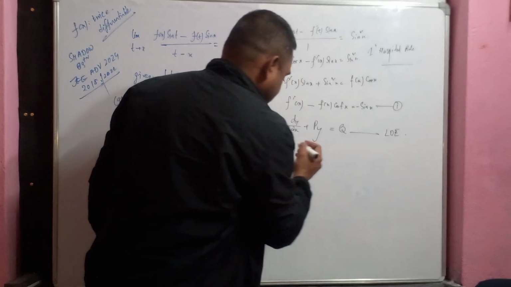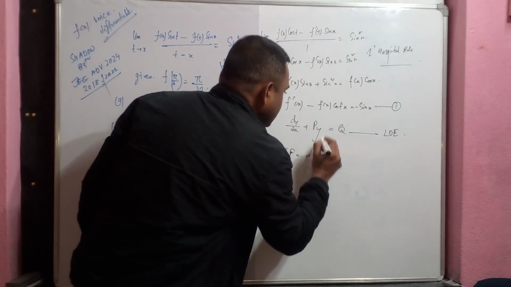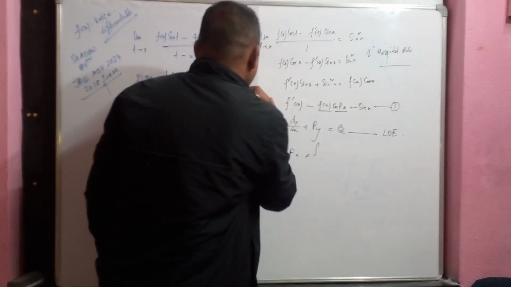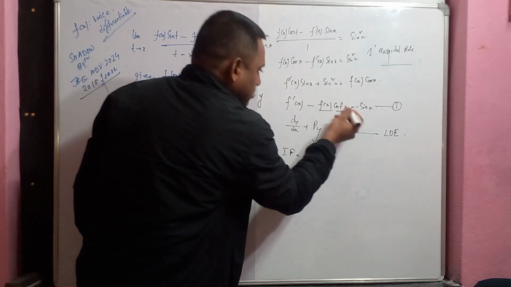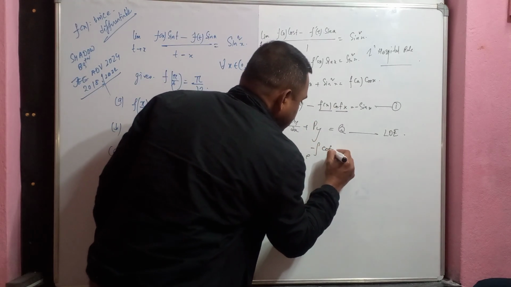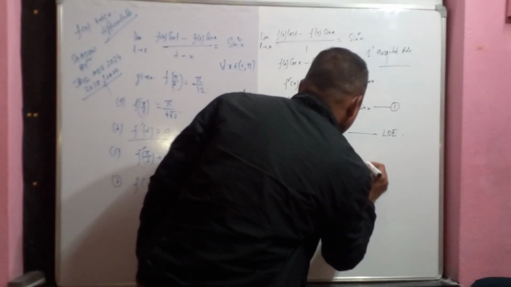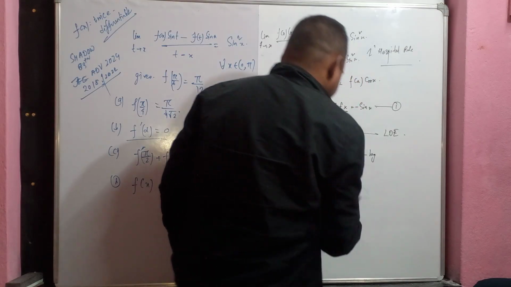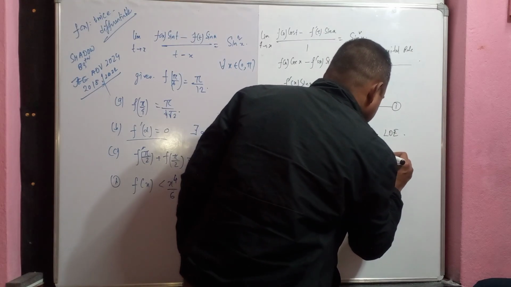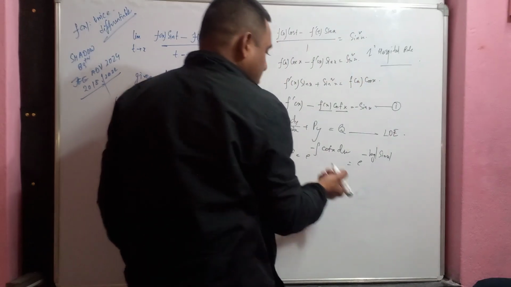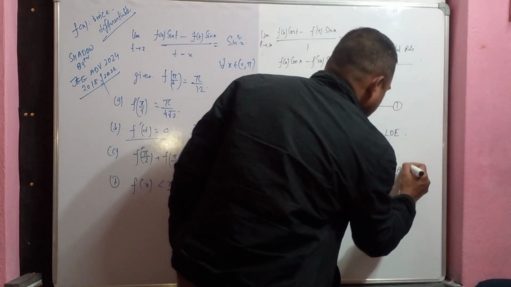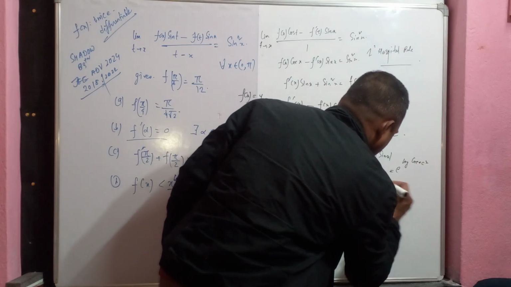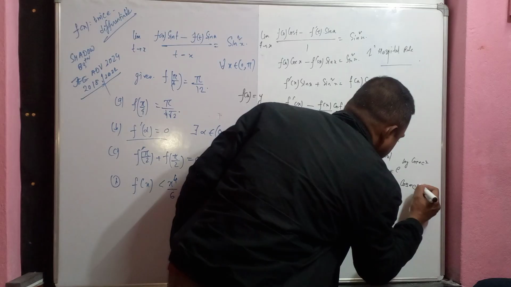Integrating factor will be e to the power integral of P dx. P is minus cot x, and f(x) is your y, right? So what is the integral of minus cot x dx? e to the power minus log sin x, and minus is there, so e to the power log cosec x. So the integrating factor is cosec x.